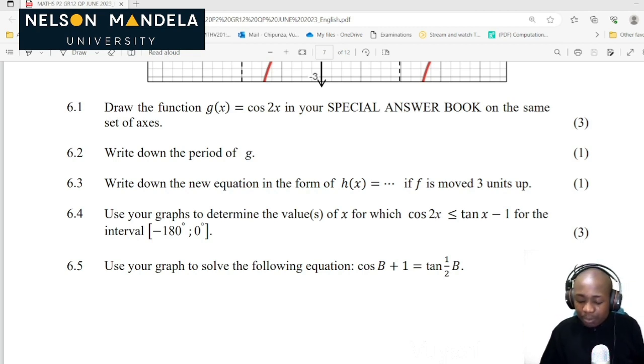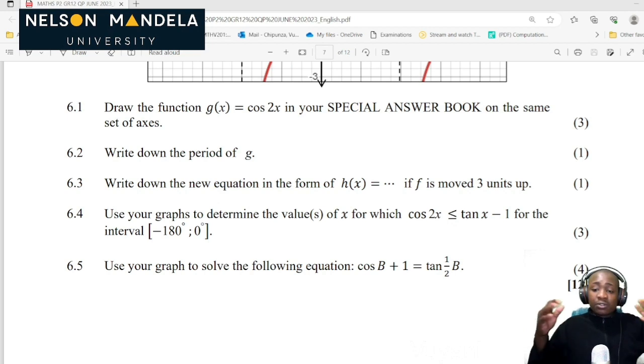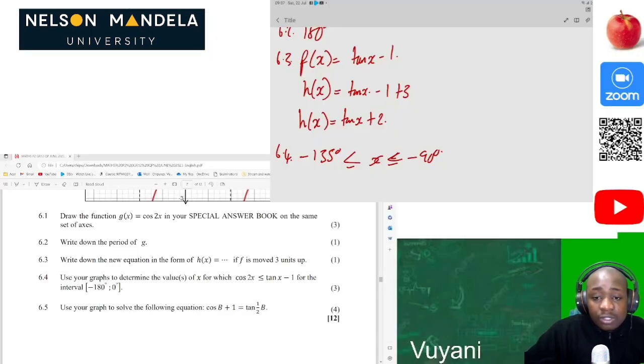When we look at the plots, we can see that between negative 135 degrees, which is less than or equal to x, less than or equal to negative 90 degrees, because we are also given the interval from negative 180 to 0. Where on your graphs will you be able to see g of x less than or equal to f of x? From negative 135 to this point, that's where they are only equal.